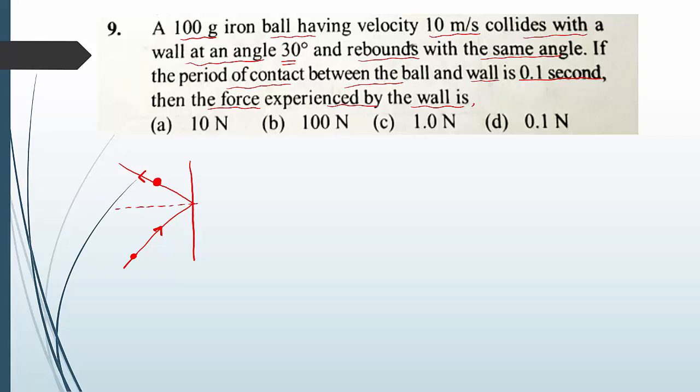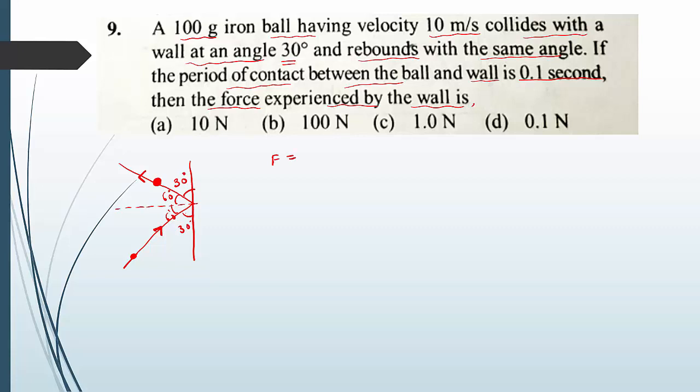Now, this ball has mass 100 gram, velocity 10 meter per second. It collides with angle 30 degree. You can observe it is going to collide with the angle 30 degree with respect to the wall. The remaining will be how much? 60 degree. Here it is 30 degree and here this will be 60 degree. If the contact time is given, we have to find the force experienced by the wall. Again we go for the same formula, F equal to.